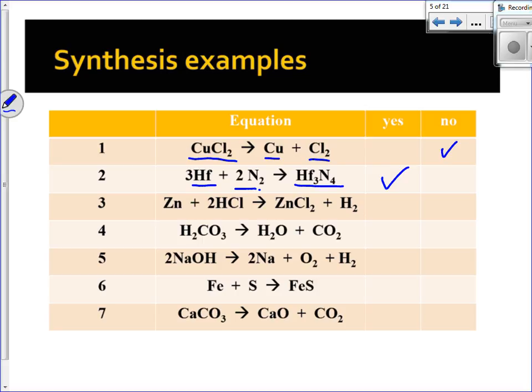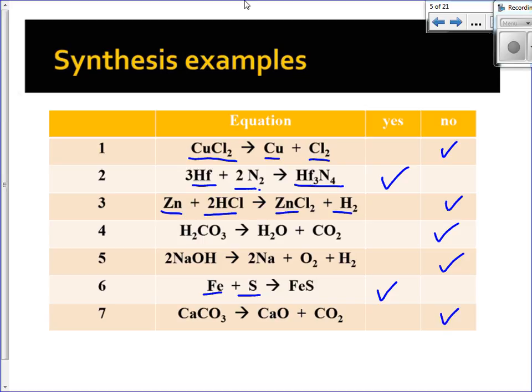How about number 3? No, it's not. Look, we have 2 things over here, but we also have 2 things over here. So that doesn't fit our rule of 2 or more things coming together to make one compound. How about number 4? No, that one also looks like number 1, where you have one thing breaking down into 2 things. How about number 5? No, same as number 4, breaking down. How about 6? Yes, we have 2 coming together to make 1. And last but not least, number 7. No, good, because that's breaking down there as well.